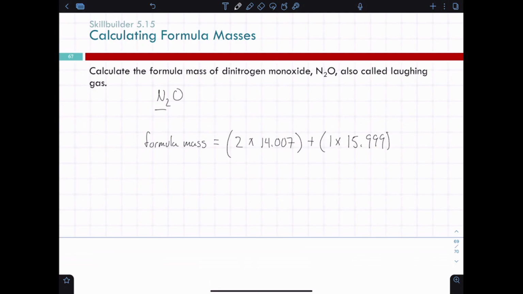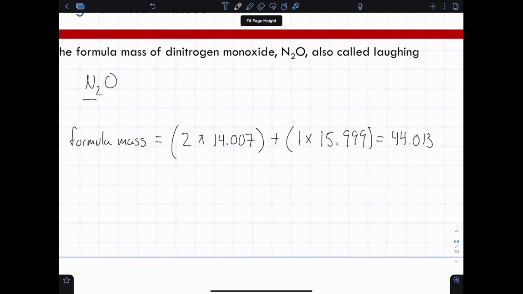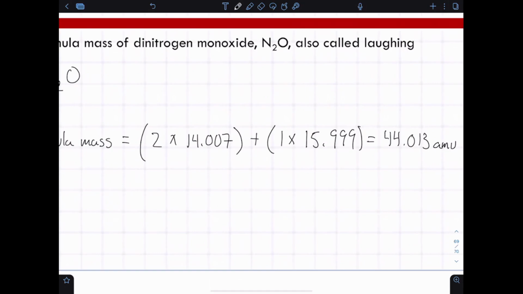And then because that's all the elements, we only have nitrogen and oxygen, we're done there, and now we can do the math. So this is going to be 2 times 14.007 plus 1 times 15.999, and that's going to be 44.013. And the units on that are going to be atomic mass units.